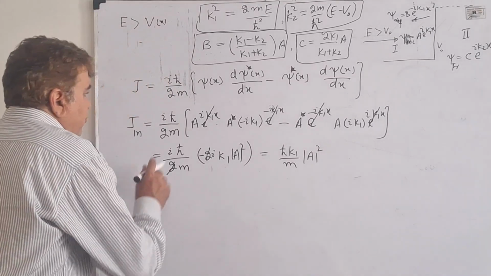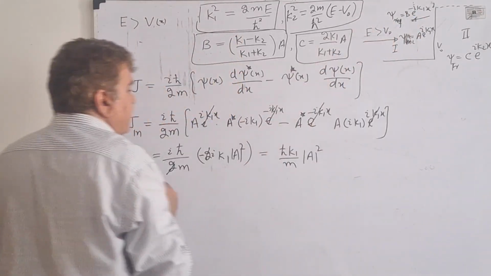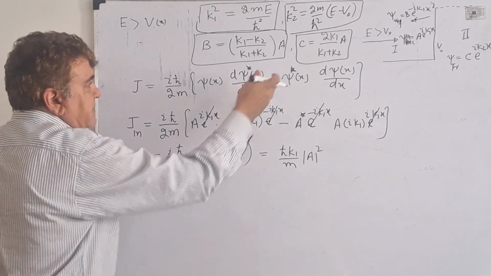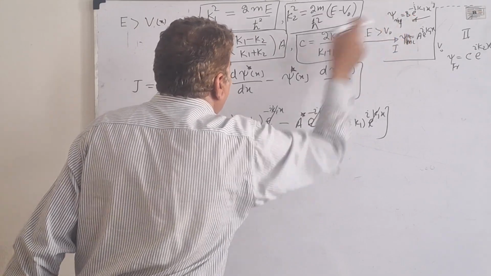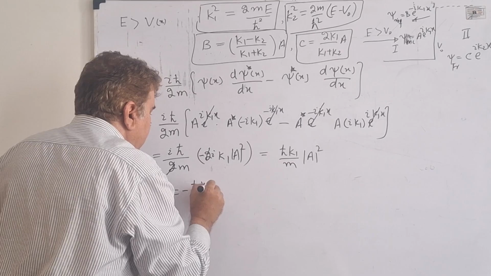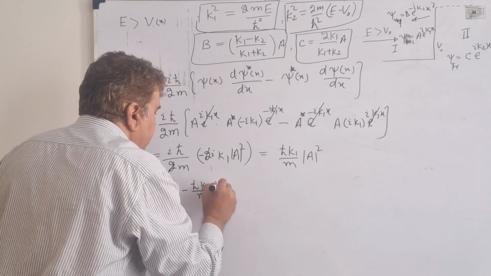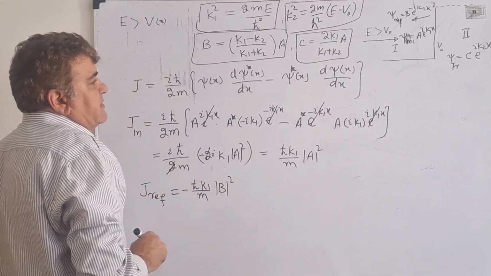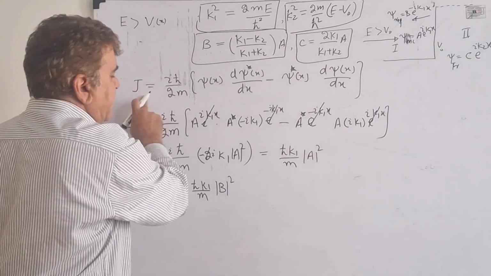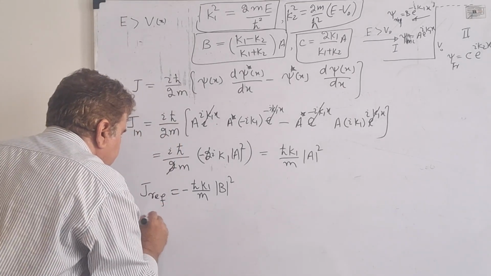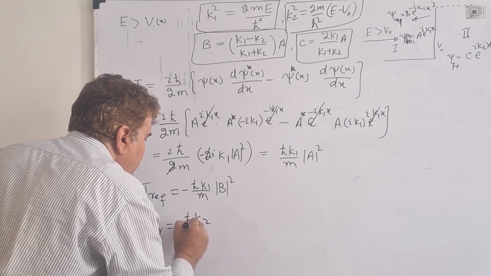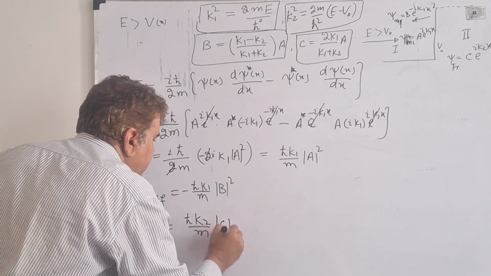And similarly, if you put the values for the reflected wave, you would be able to write J reflected. That you can do as an exercise. Just plug in this value into this equation and you will get minus h bar k1 divided by m into mod B squared. And similarly, if you plug the transmitted wave into the definition of probability current density, you would get J transmitted equals h bar k2 divided by m into mod C squared.